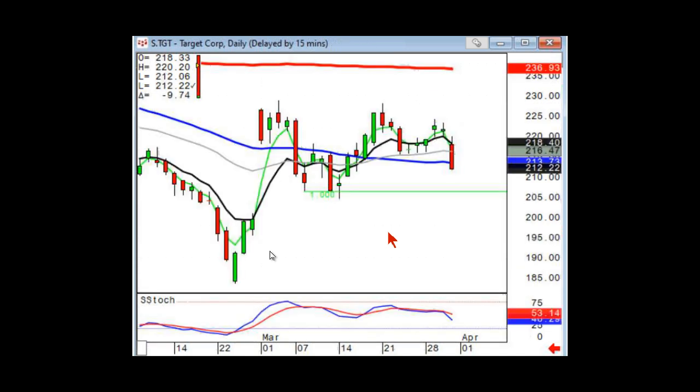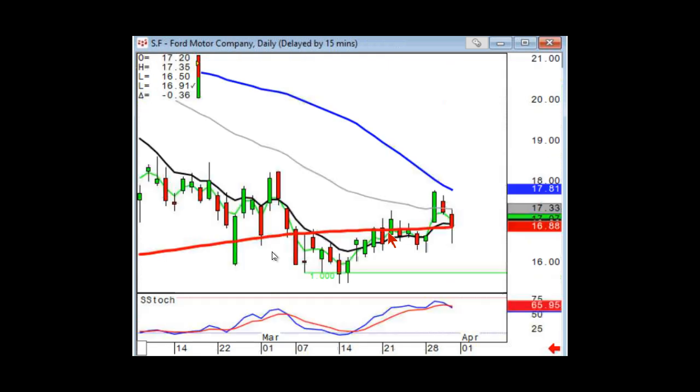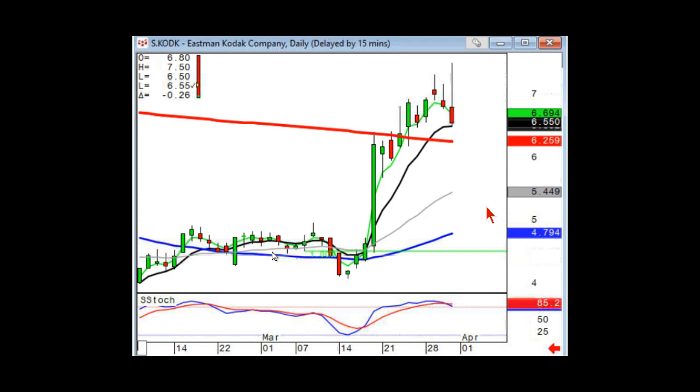Target. That one you can short because of the best friend heading down. Ford moving sideways. Right now would not be long or short Ford. Kodak. Oops, that's a strong short signal. Traded up and then did the booster selling. If this opens lower, at least they're coming back to test the 200.